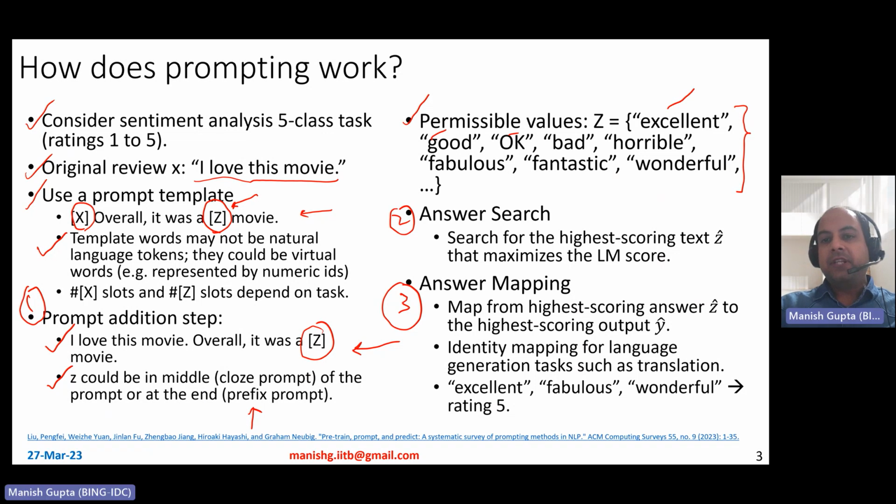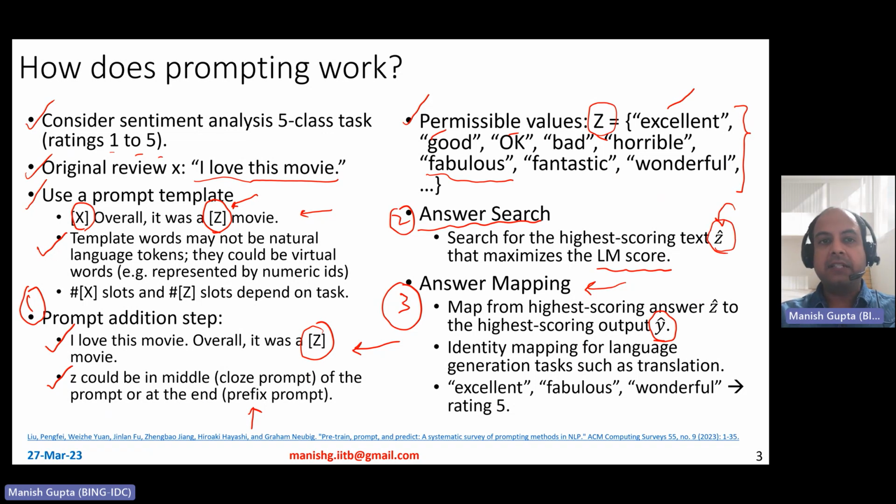Once you have this set of permissible values, the task of the language model is to do answer search, which is basically searching for the best Z hat from this set of Z that maximizes the LM score. The language model tells you which of those Z hat from the set of Z is the best. Now, let's say the model selects: overall, it was a fabulous movie. Now you want to figure out what fabulous means: 1, 2, 3, 4, 5, because your output has to be from 1 to 5. So you need answer mapping, which is mapping the highest scoring Z hat to the Y hat, which is the output, the class label that you desire.